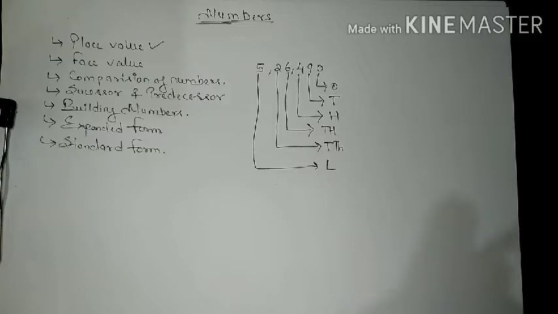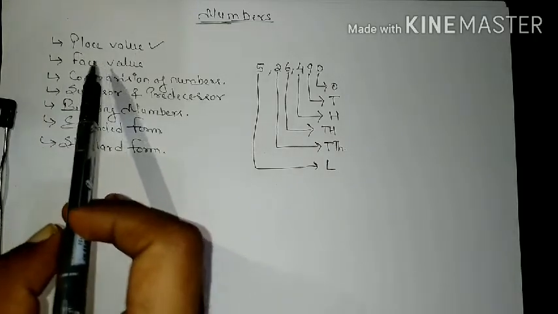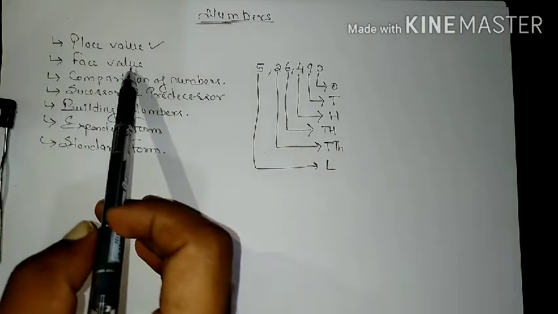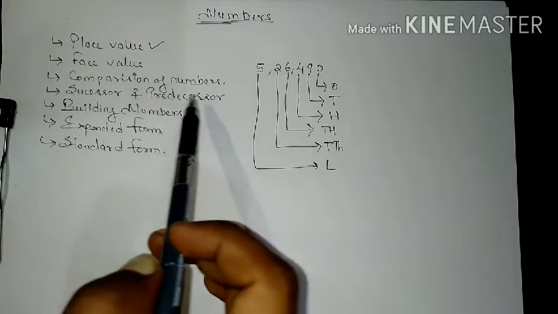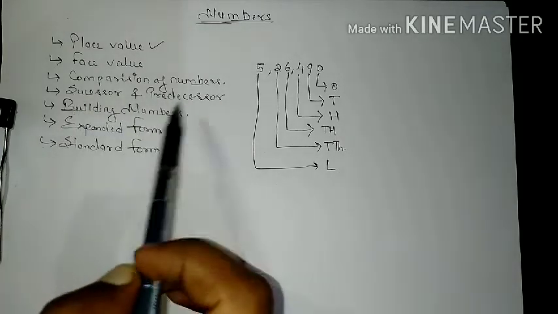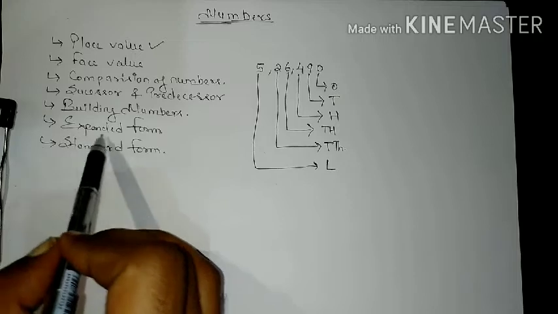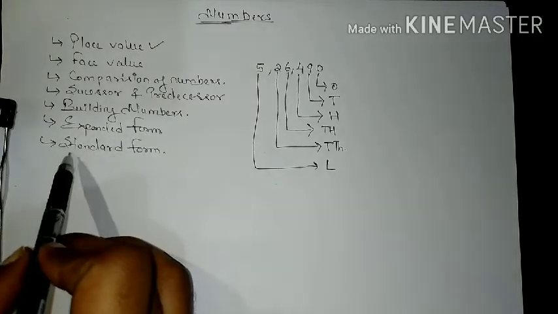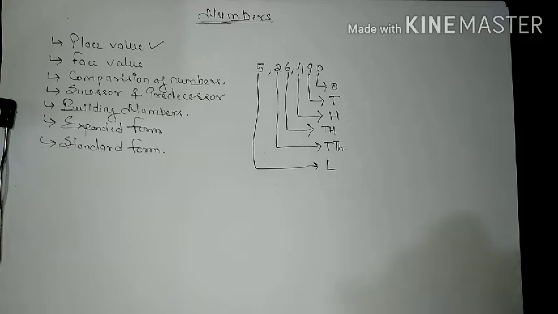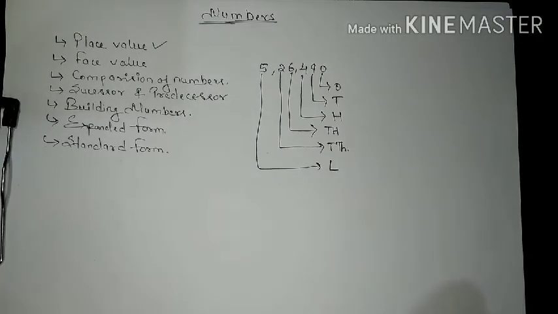Today we will start the very basics, and in this video you will be learning all about what is the place value, the face value, the comparison of numbers, the successor and the predecessor, building up of the numbers, and how to expand a particular number in expanded form, and what is standard form. Okay students, so let's start the first chapter.